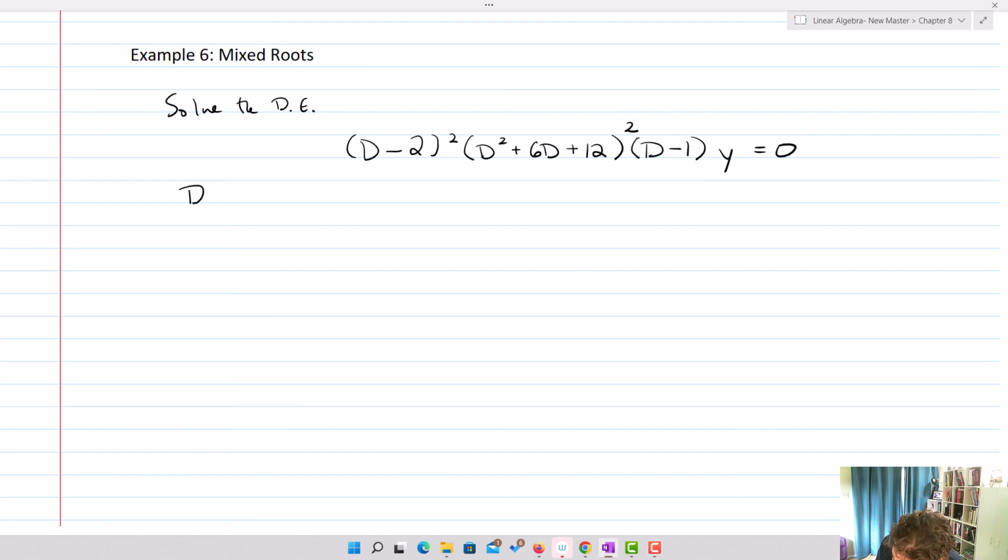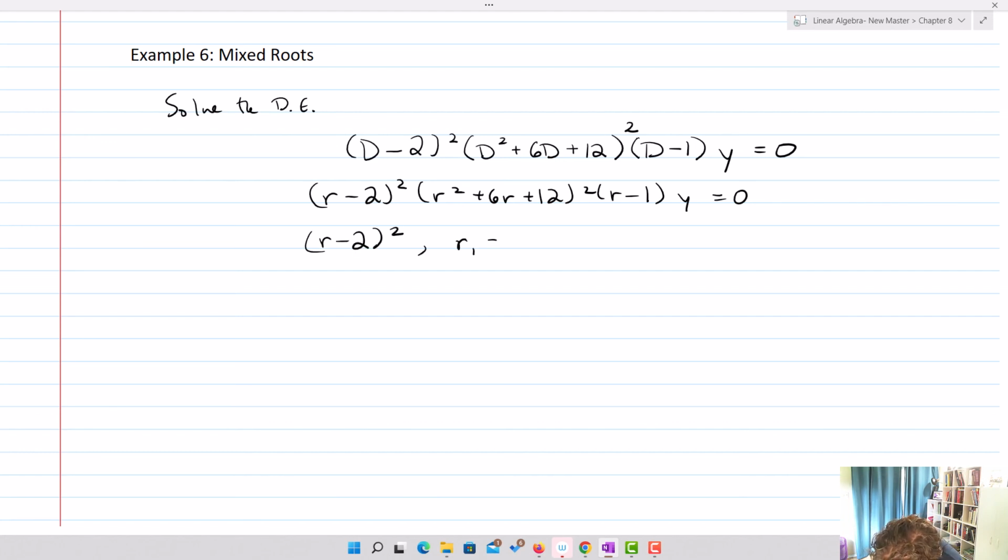So first, we've got (D - 2)^2. Let's rewrite this as our auxiliary equation: (r - 2)^2 (r^2 + 6r + 12)^2 (r - 1) = 0. So if I look here, I'm going to have (r - 2)^2. We'll let r1 equal 2, and it's got a multiplicity of 2. We'll have the (r - 1), which gives me r2 equal to 1.